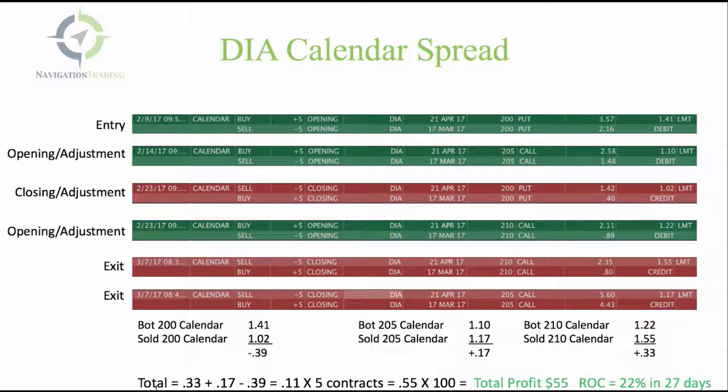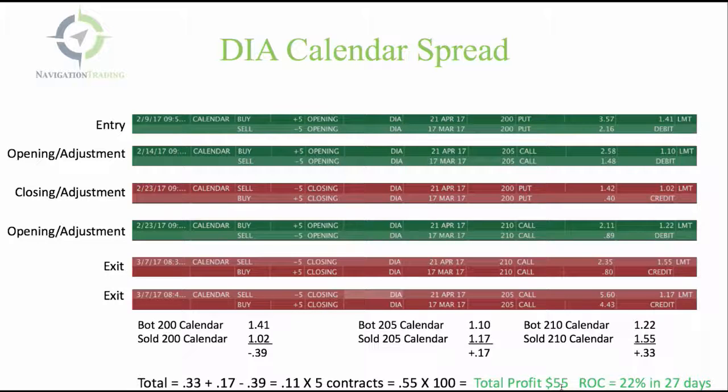So if you total it up, we've got a profit of 33 cents, 17 cents, and then minus 39 cents. That gives us a total profit of 11 cents. Multiply that by 5 contracts, because that's how many contracts we did. So that equals 55, and then you multiply that times 100 because each contract controls 100 shares of stock. So that gave us a total profit on the trade of $55.